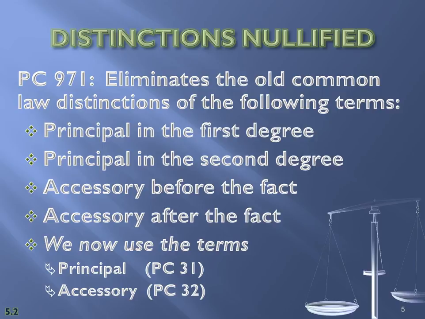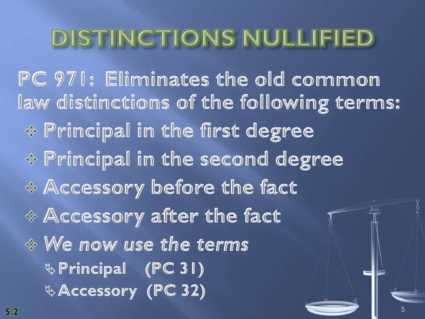Penal Code 971 is basically titled Distinctions Nullified, meaning that we took a couple things away. The law did. It kind of packaged them a little bit better. So it eliminates the old common law distinctions of two certain terms. Now, when we talk about principals, which we already did, and accessories, which we'll get to, there used to be principal in the first degree, principal in the second degree, one higher than the other, if you will, accessory before the fact, before the crime happened, accessory after the fact, after the crime happened.